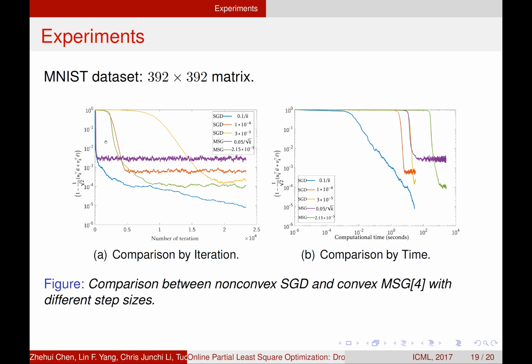Let's see, we do some comparison with other solutions for the same problem. For example, we do a comparison between this convex relaxation, matrix stochastic gradient descent. Our algorithm is much faster. For example, this blue line is our algorithm, this purple line is the MSG. Okay, this is the iteration complexity, the time complexity is the same. Our algorithm runs much faster. Okay, that concludes the talk. Thank you.